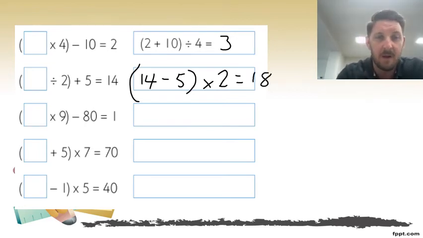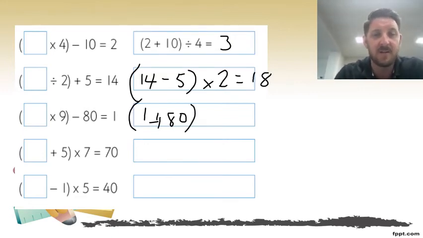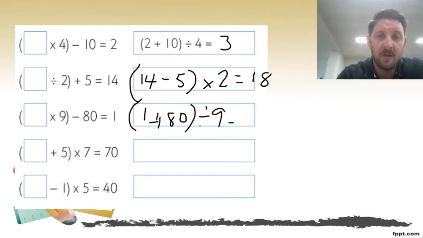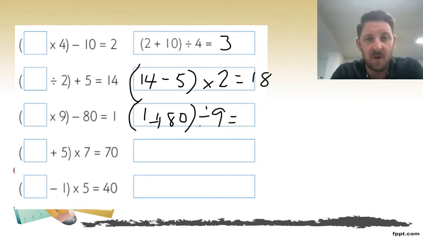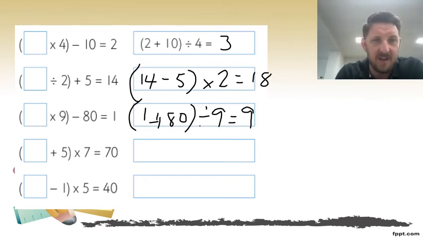On the next one, we start with our answer. We then take away 80, so that would be add 80. And then we put it in brackets because we need to do it first. And then we're going to divide by 9 because it's the inverse of times 9. So 1 plus 80 is 81, divided by 9. I know 9 squared is 81, so 9 would be the answer.